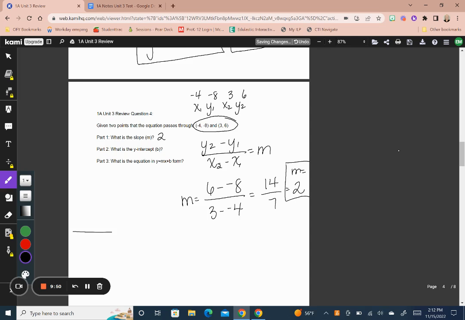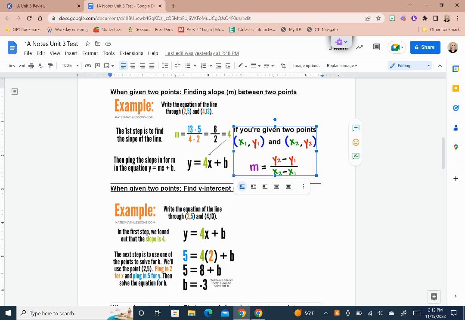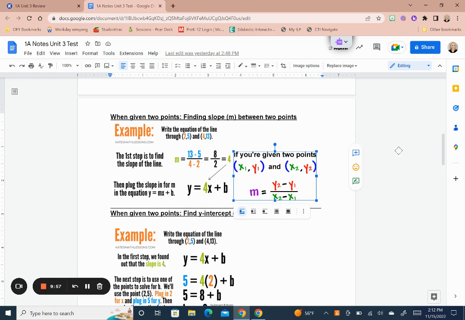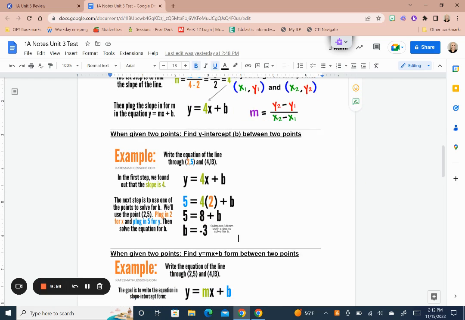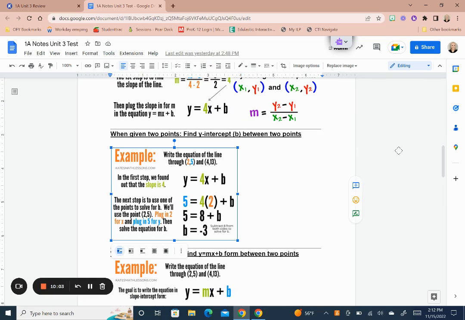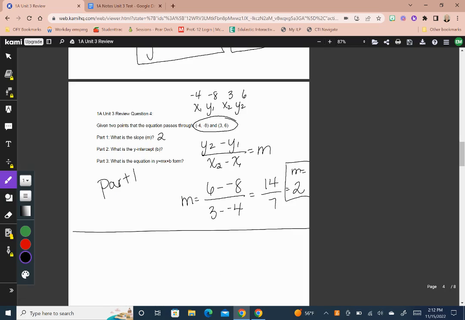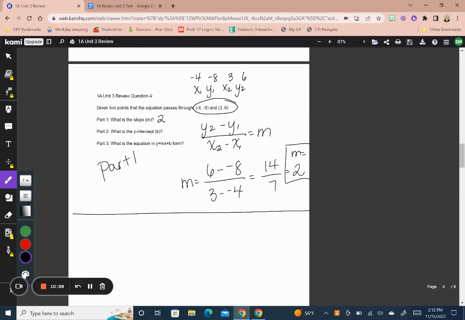Okay, that's part 1. And then you can see right here, it broke it up into the parts. Finding slope, part 1, right here. Part 2 is, we already found the slope, and it says the next step is to use one of the points. Doesn't matter which one you choose. So I'm going to go back over here, and I'm going to choose the second point because I feel like it looks prettier. So 3, 6.